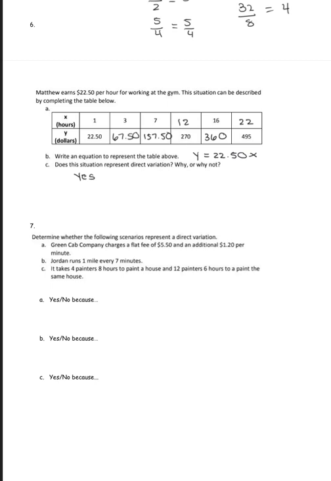All right. Now it is your turn for number 7. I'm giving you 3 different situations. So the first one, a green cab company charges a flat rate of $5.50 and an additional $1.20 per minute. Jordan runs 1 mile every 7 minutes. And it takes 4 painters 8 hours to paint a house, and 12 painters 6 hours to paint the same house. All right. So for the situations in A, B, and C, you are going to tell me whether it represents a direct variation, and explain why or why it does not.